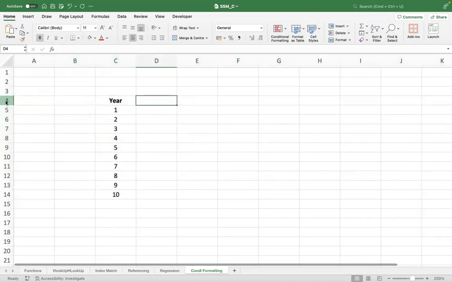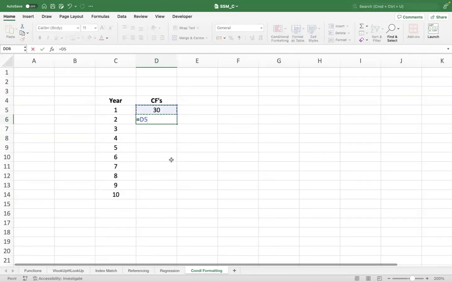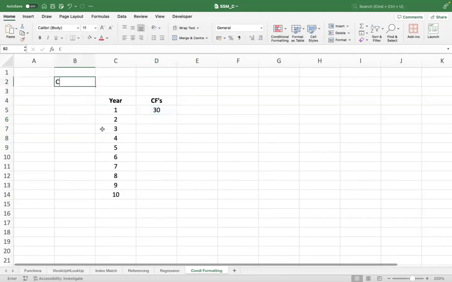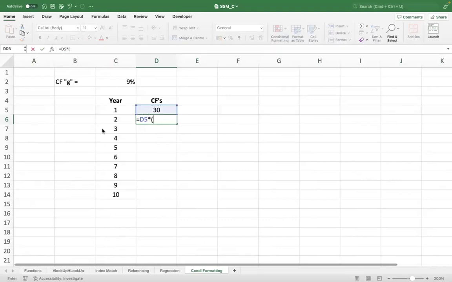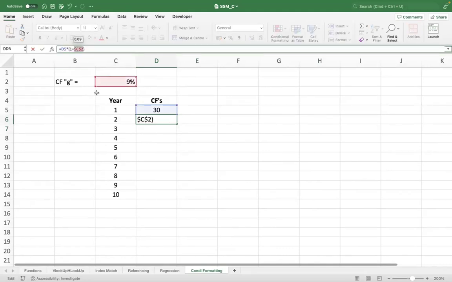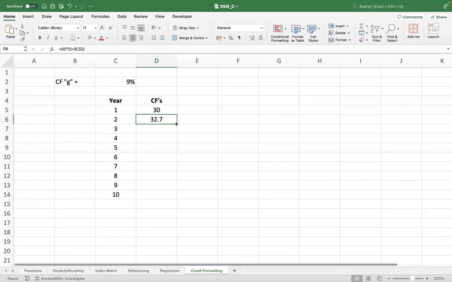Then we will plot the cash flows. Let's say the first year, the cash flows is expected to be 30 crores. And this is going to grow at a particular rate. So let's say I have the cash flow growth rate written, which is 9% annual. So this will grow at 9%. That means every year's cash flow will be higher than the previous year's cash flow by 9%. Obviously, I can't drag this down till I freeze my static reference. So I freeze it and drag it down.